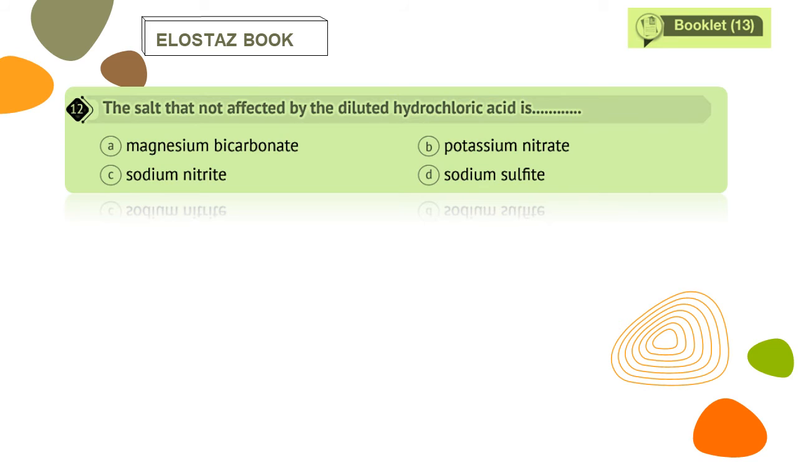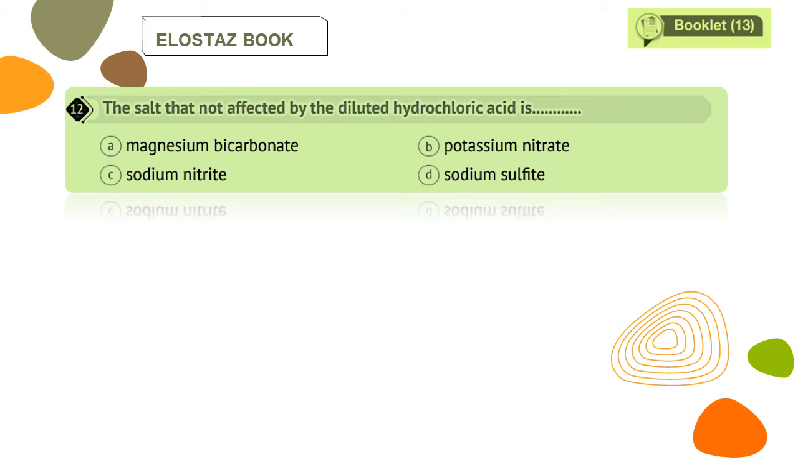Do you think that nitrate, or the salt coming from nitric acid, will give a strong salt that is not dissolved by the effect of diluted hydrochloric acid? Okay, we will continue our choices. Sodium nitrite, NaNO2. Okay, so it will be what?